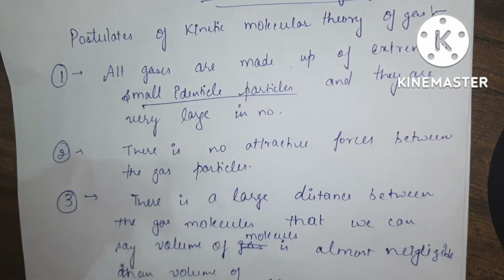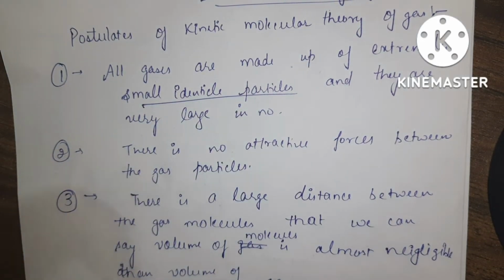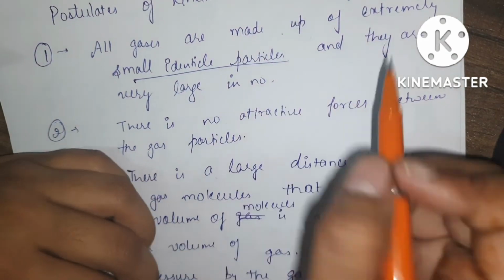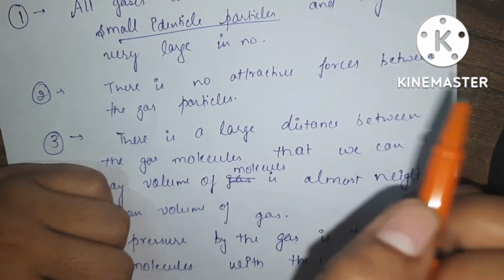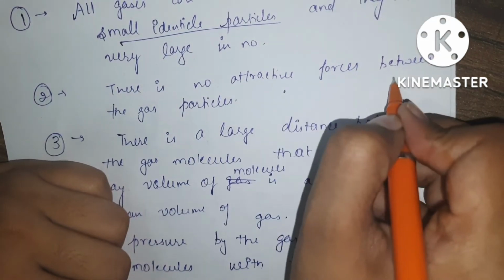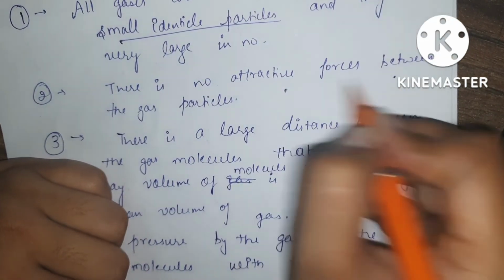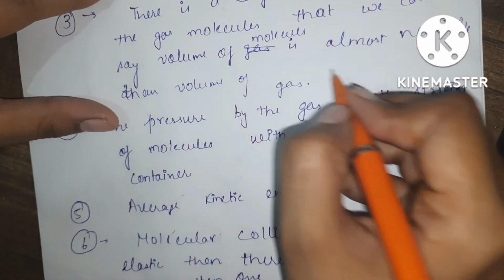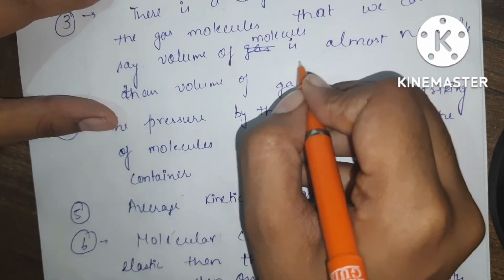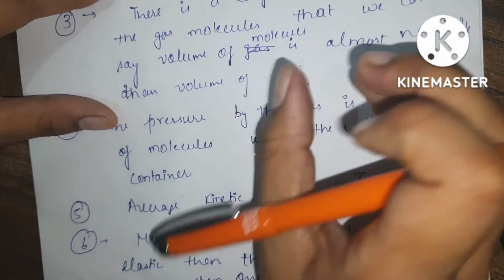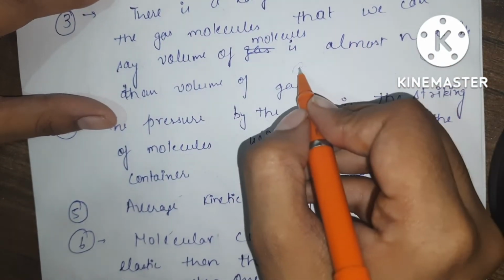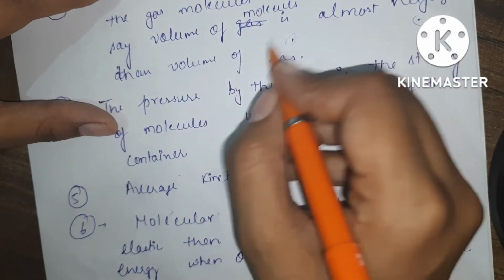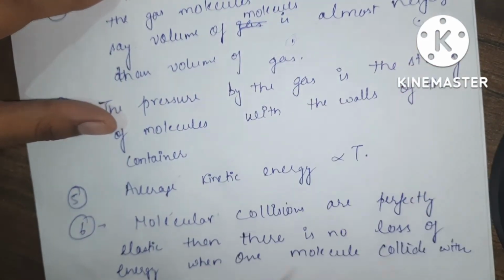Molecules are small identical particles, meaning molecules are too small that we cannot see them, and they are very large in number. There are no attractive forces because molecules are at a very large distance. If the molecules are at very large distance, then we can't say that they are going to cover the actual volume. Means we can't see them, and we can't say that they are occupying some volume in the whole gas.